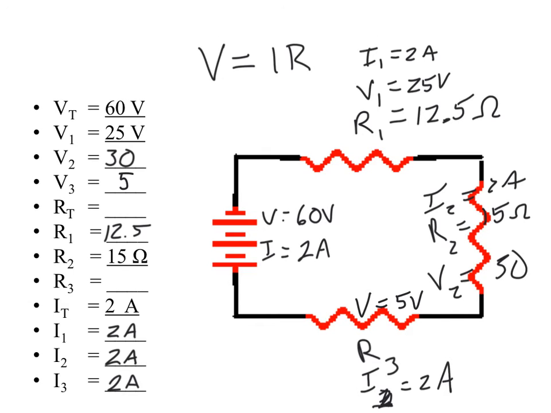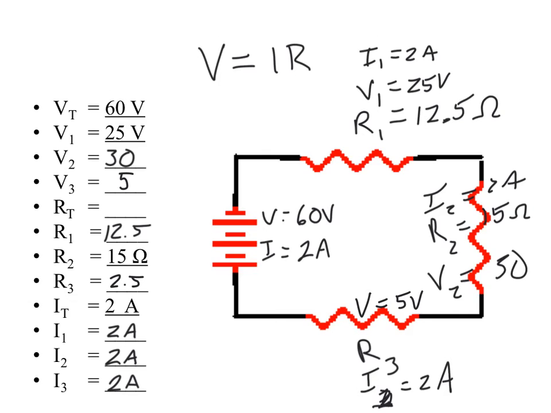Okay? Which means that I have to have a resistance of voltage divided by current. 5 divided by 2 is 2.5.